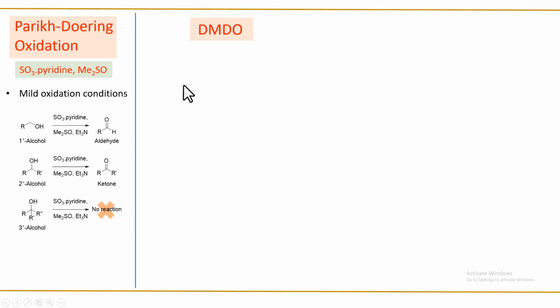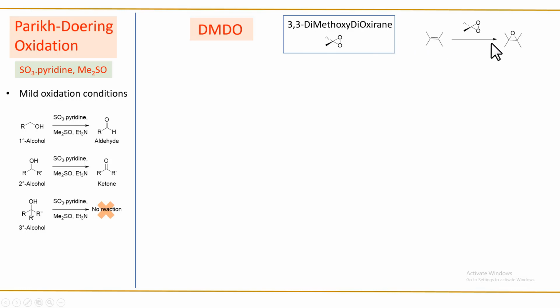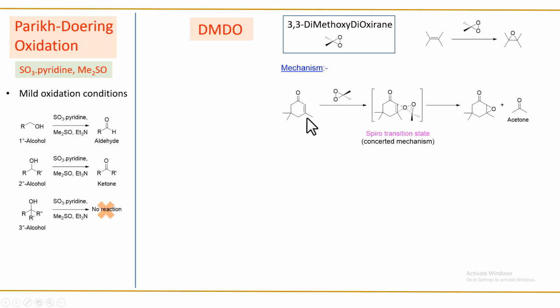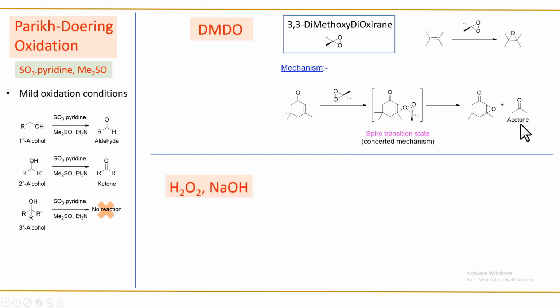DMDO, dimethyldioxirane, can transform alkenes to the corresponding epoxy compounds. In the present case, the alpha beta unsaturated ketone will react with DMDO and form a spiro transition state, which is a concerted mechanism, which leads to the epoxy compound by leaving acetone as the byproduct.